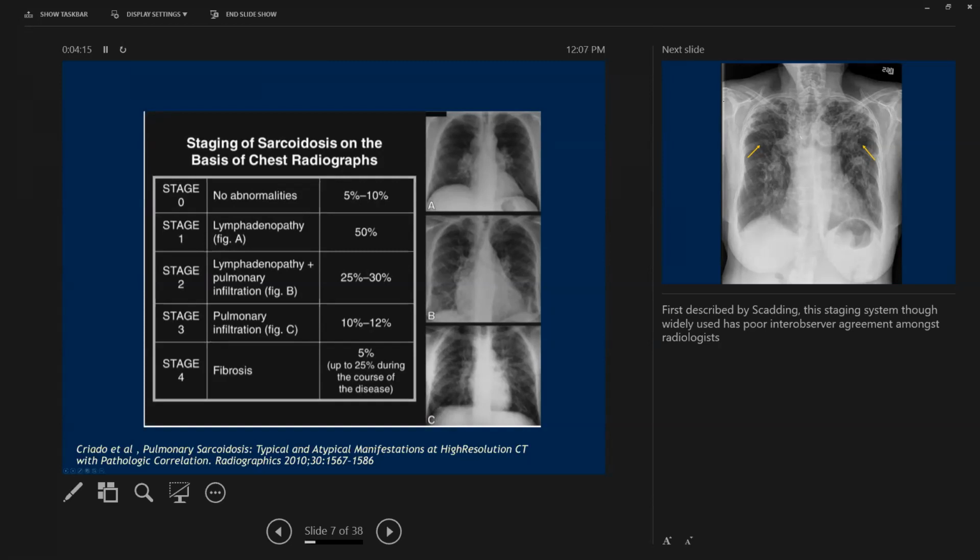Here you can see mid and upper lung predominant disease. There's clearly some fibrotic changes, but the hilar nodes or the mediastinal nodes do not look enlarged. So this is not very common, where you just have isolated pulmonary parenchymal involvement. And then lastly, where you have chronic fibrotic changes. At presentation, it's maybe only about 5%, but then it can be seen in up to 25% during the course of the disease.